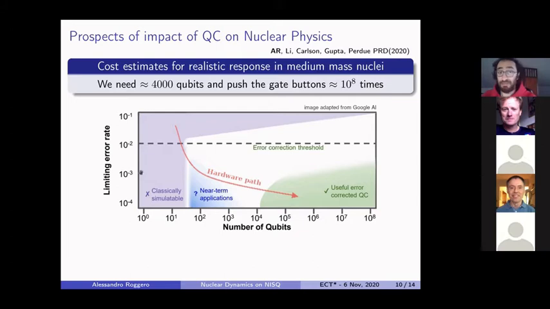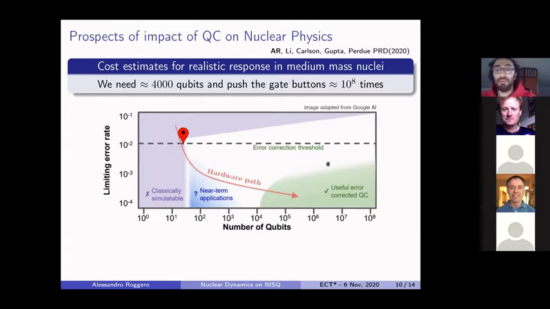Which means that, by the way, right now we are essentially here. So we are getting to the point where we have systems that we cannot simulate exactly in a classical setting, okay? But they're still not big enough that we can do the algorithms we would like to do.